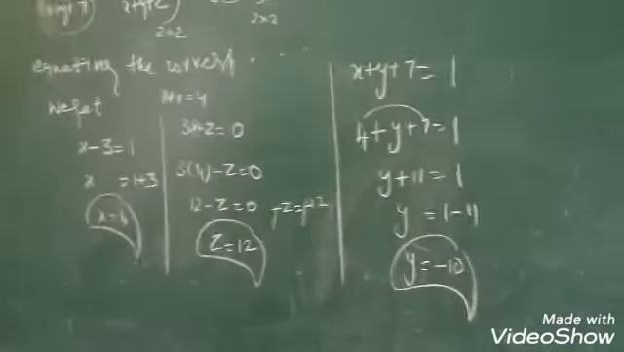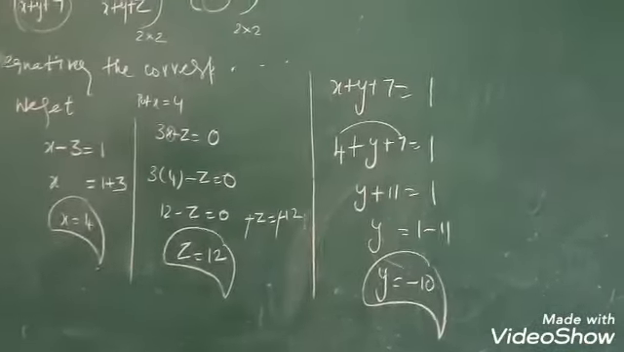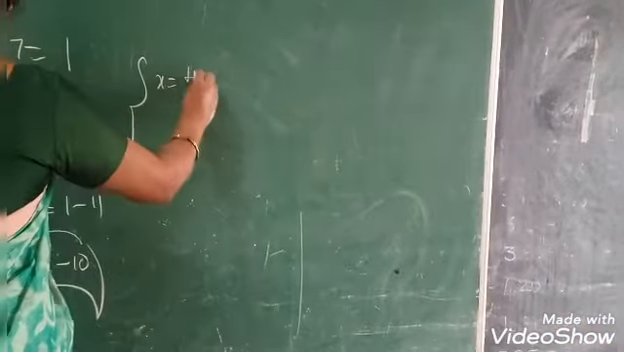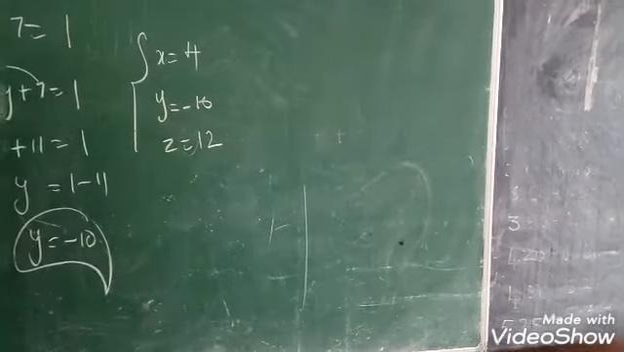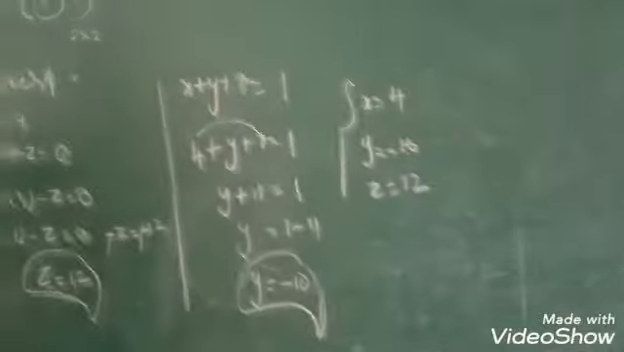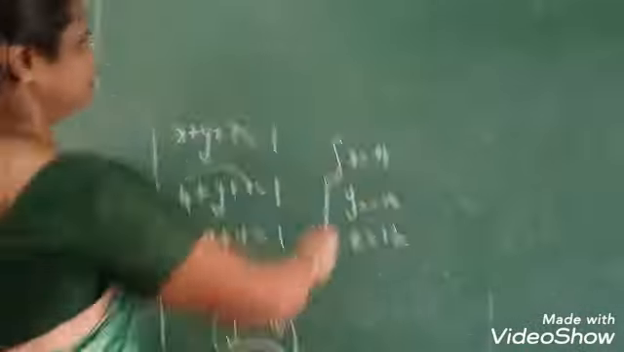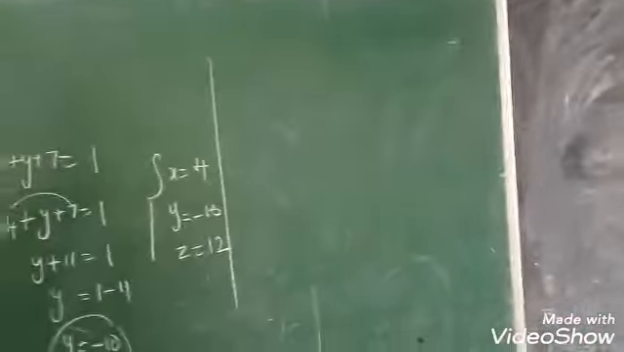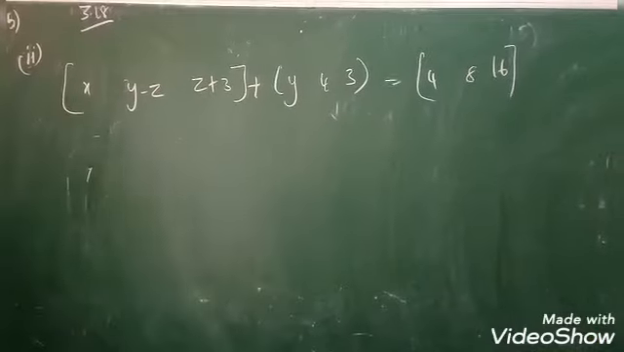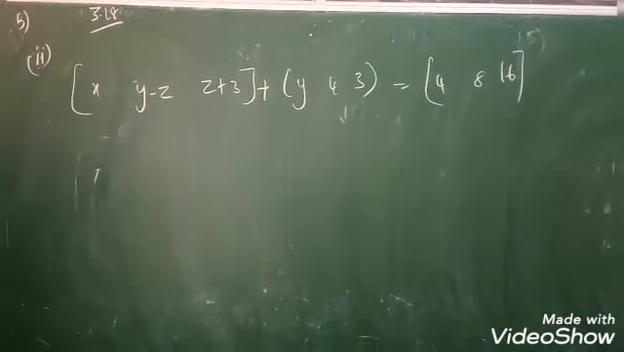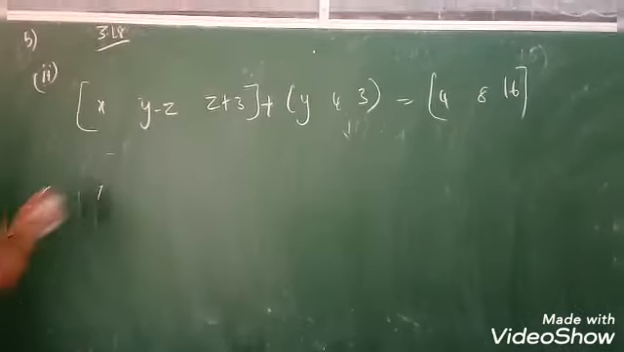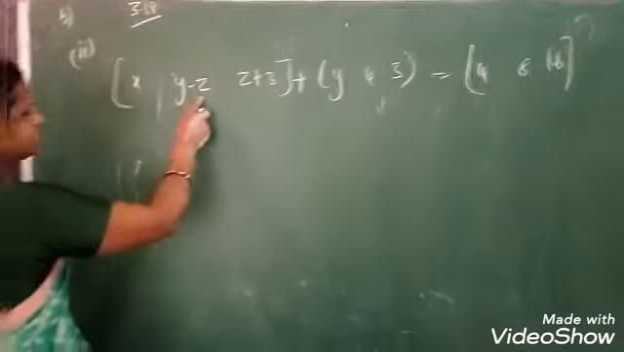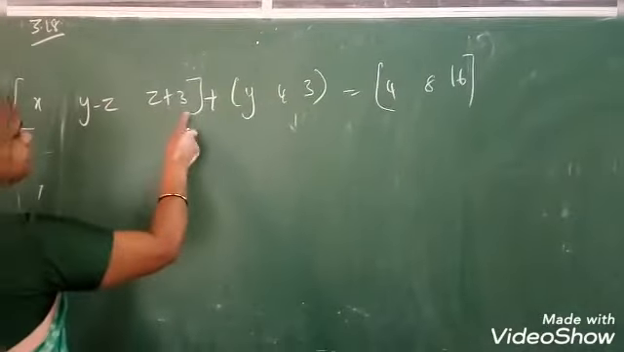Now the x value, y value, z value. The last step, the conclusion: we have to write x is equal to 4, y is equal to minus 10, z is equal to 12. The same way you have to do the second one. How do you do the second one, girls? See girls, the second one, the given matrices here: x, y minus z second element, x, z plus 3 third element.